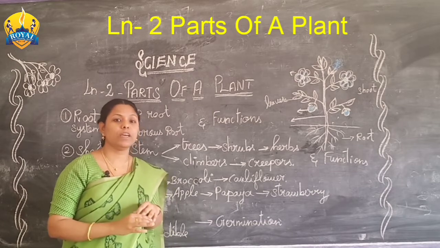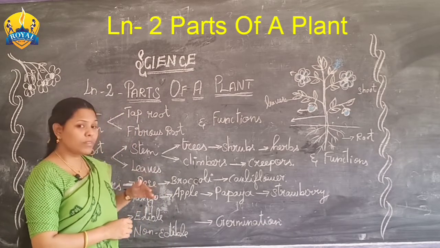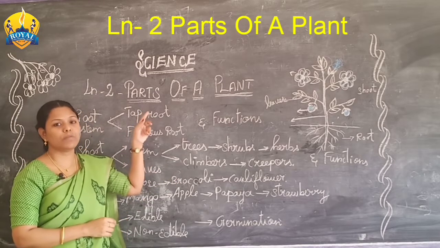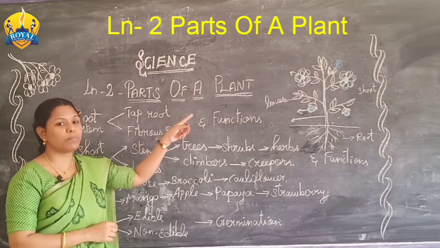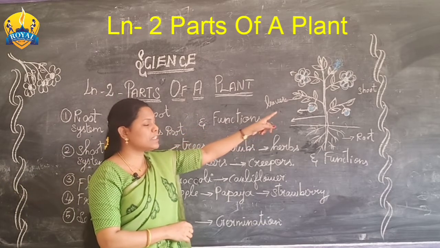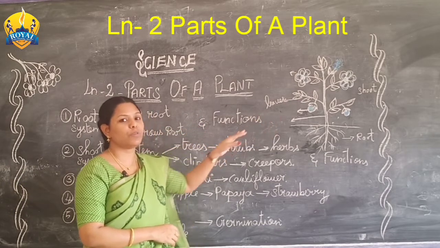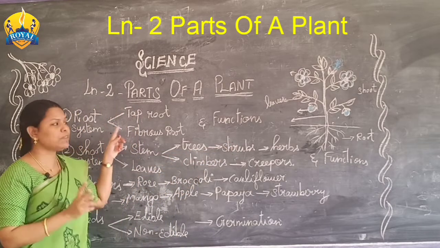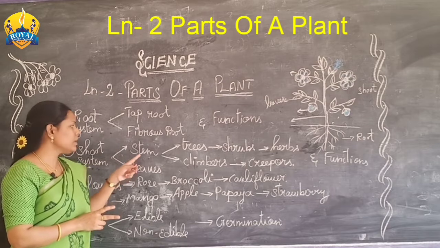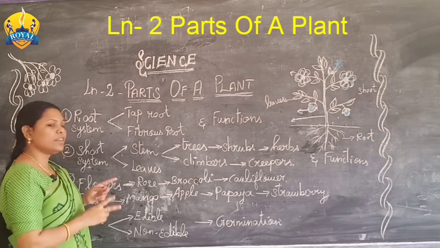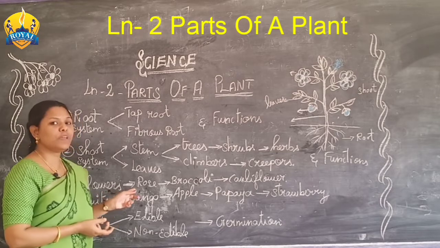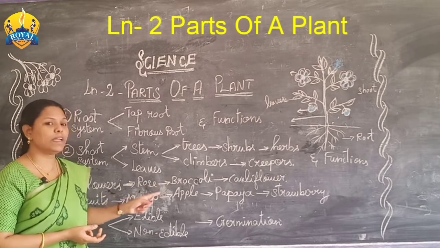Okay students, now let us recall all these things. Today we learnt about the parts of a plant. The plant has different parts: root, stem, branches, leaves, fruits, buds and flowers. The root is of two types, tap root and fibrous root. And then the shoot system. The shoot system has stem, leaves, flowers, buds. And some flowers we eat as food, like broccoli and cauliflower.